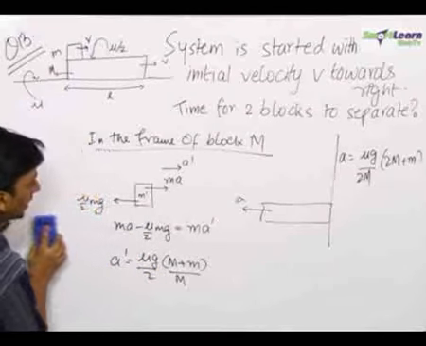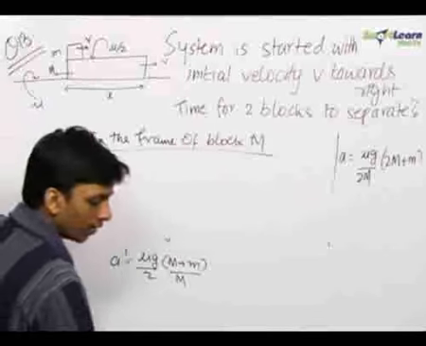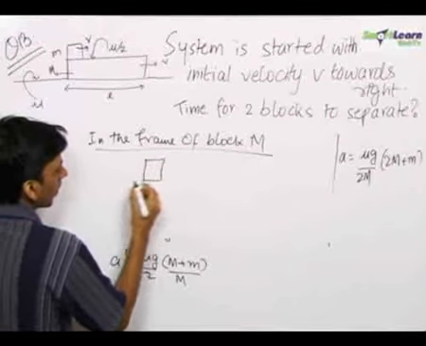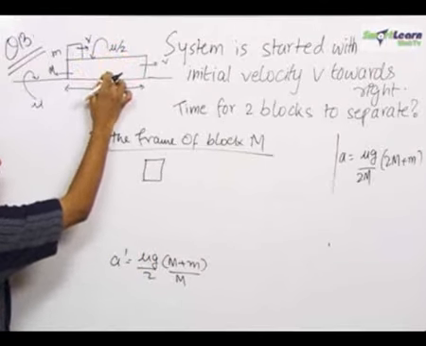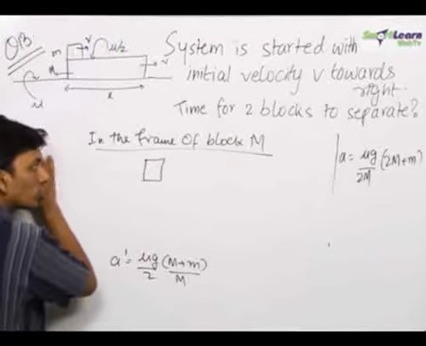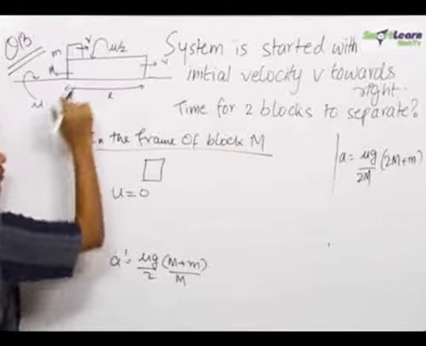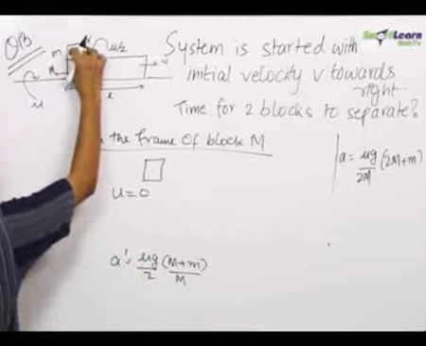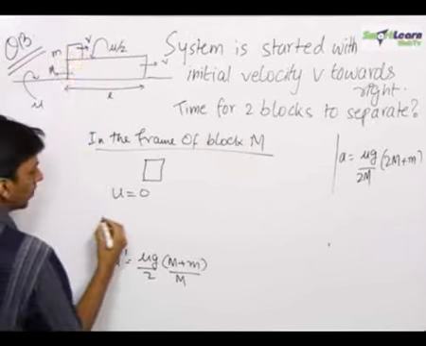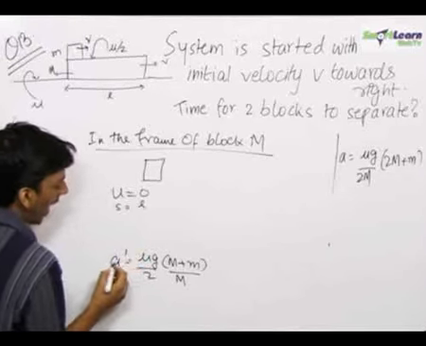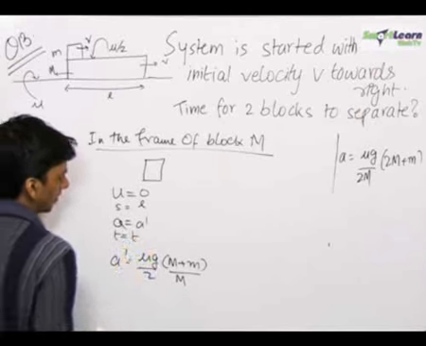So now let us write equations for the upper block again. The upper block has to cover a displacement of L in the frame of the lower block. Now we are solving everything in the frame of the lower block. So the initial velocity of the upper block in the frame of the lower block was 0, because initially both were moving with velocity v. So the initial velocity with respect to this frame was 0. Displacement is equal to L, acceleration is equal to a dash, let the time taken be equal to t.